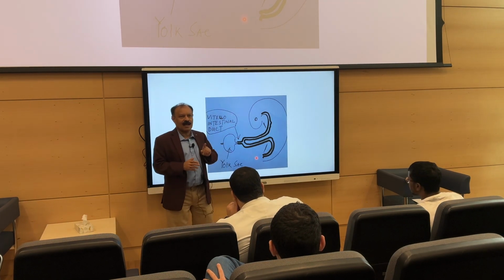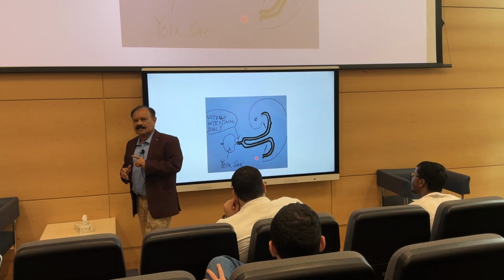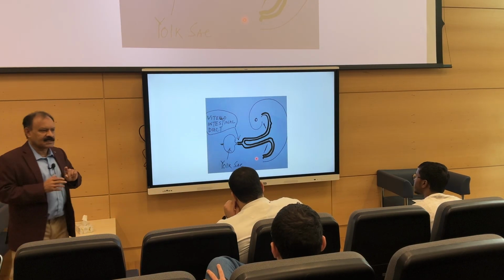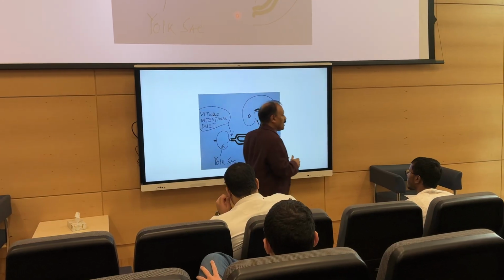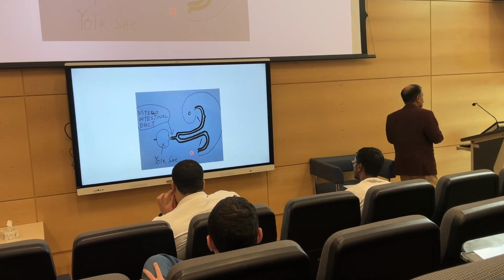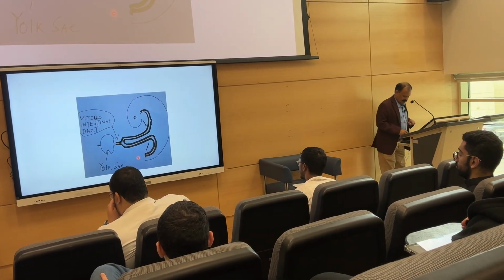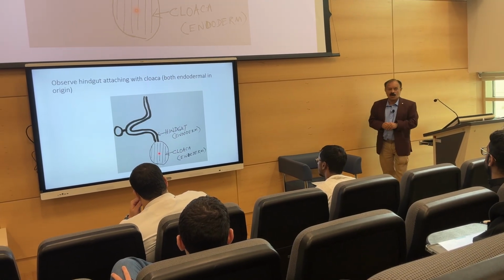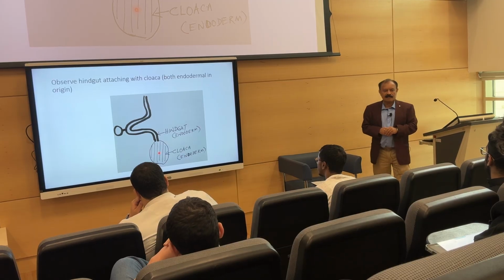This is the normal, and I'll start with that earlier. This is just showing you endoderm. What I said, the lower part of the endoderm in the hindgut will be joining with another endoderm called the cloaca, like a balloon.